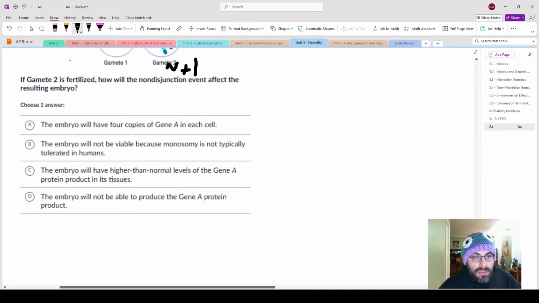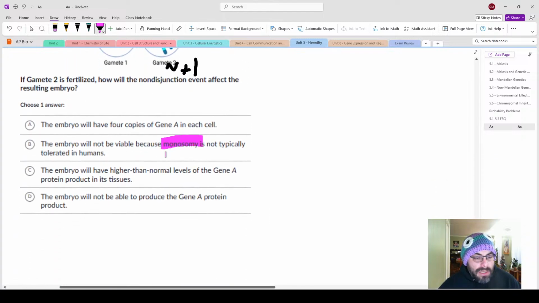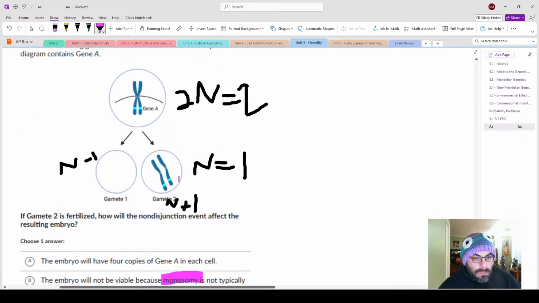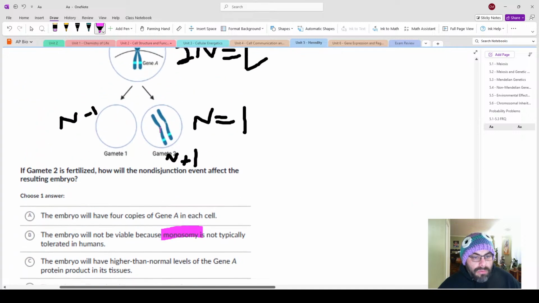And so here's a word that they're throwing at us. Monosomy just means single chromosome, right? That's what it would be if gamete 1 was fertilized. The embryo will have higher than normal levels of gene A. Correct. Because they're going to have 3 copies of it instead of just 2.